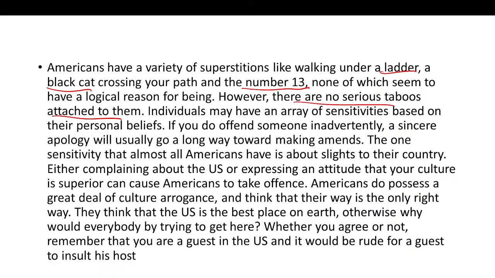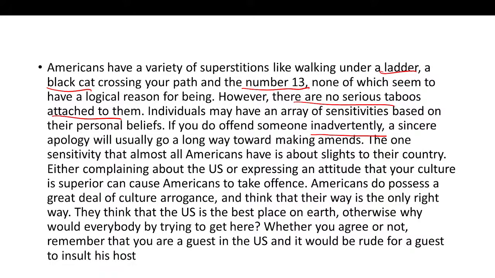Individuals may have an array of sensitivities based on their personal beliefs. If you do offend someone inadvertently, not intentionally, a sincere apology will usually go a long way toward making amends. Okay, inadvertently means unknowingly.